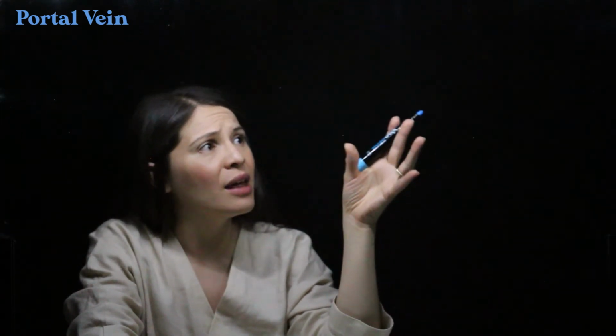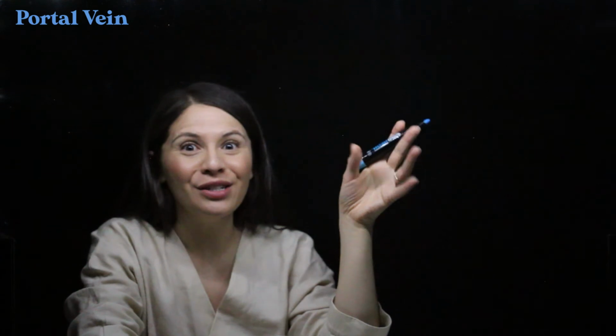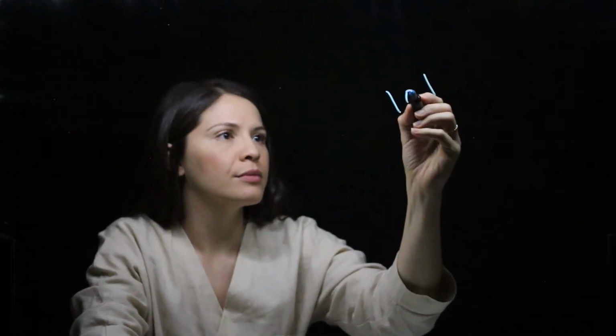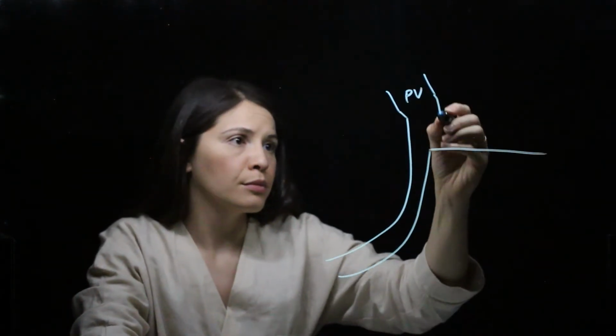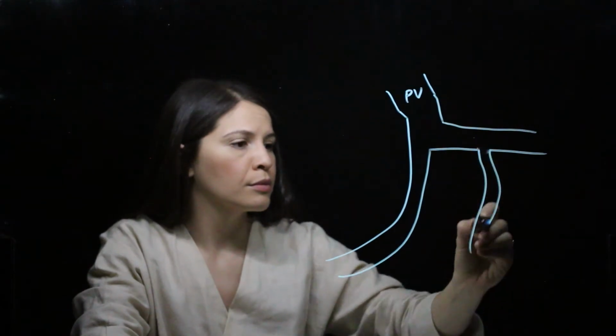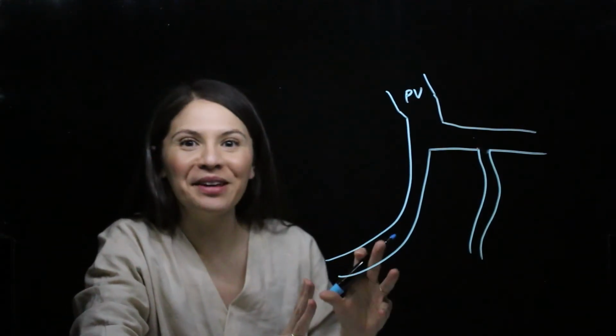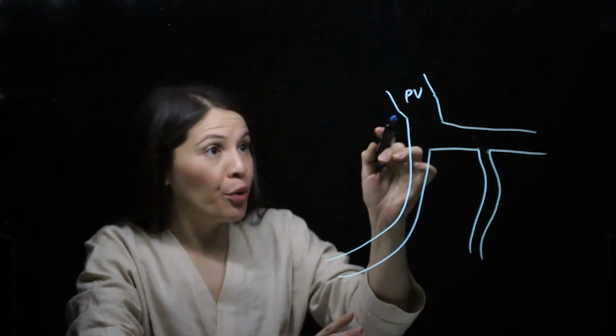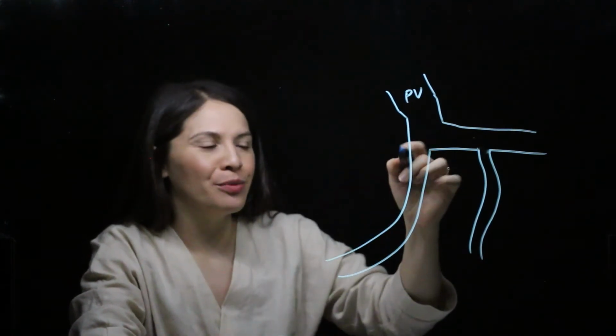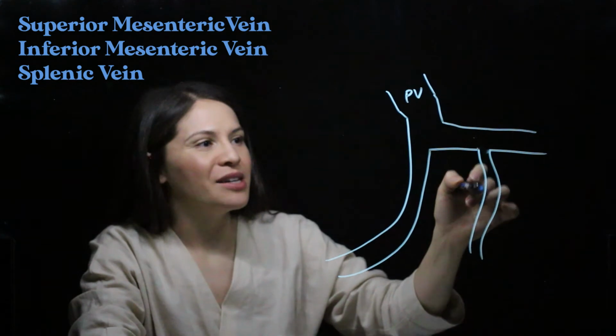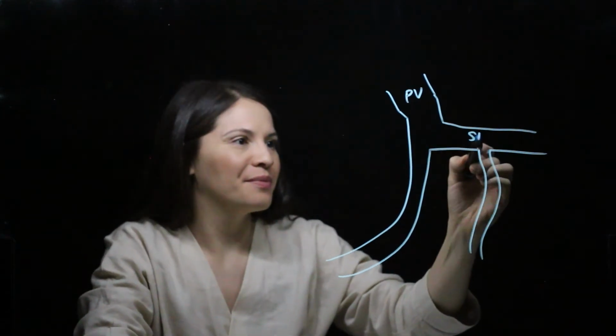So let's just draw a quick schematic diagram of these main tributaries, and then we're going to look at all of the different branches that will drain into those. Okay, so this is our basic structure. It's a little bit wonky, but you know what I mean. Okay, portal vein. Up the top, we have the superior mesenteric vein, the inferior mesenteric vein, and the splenic vein.